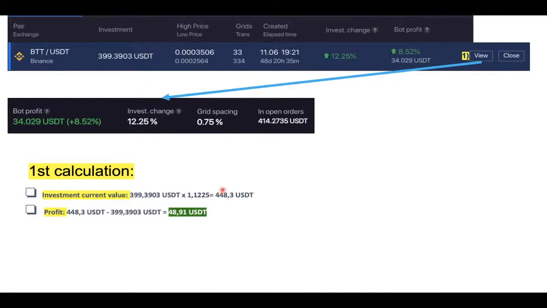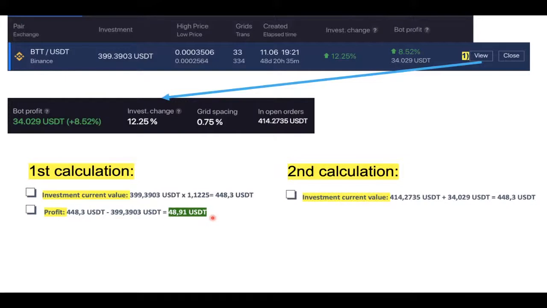So in this case, if you deduct the initial value from the current value, the difference is the profit generated. Or there is another way to calculate it, just to check. You have the amount of open orders, so you see that in this trade we only have the quote currency, and that's 414. So that's the investment currently in our active bot, and all we have to do here is just add the profit generated by the bot, and that's going to be the exact value as we had in the first method, and the difference is the same.